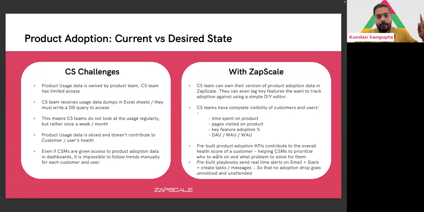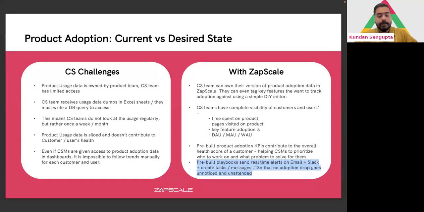Further than that, we have pre-built playbooks, which essentially allow you to not consistently and continuously look at this data. You can go do your own work. The playbook looks at these data points for you. Whenever something is showing a downward trend, let's say time spent on product is going down, DAU is going down, a customer is not using as many features as they were before, you get alerts and notifications.